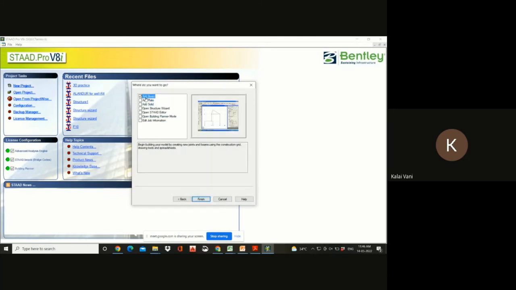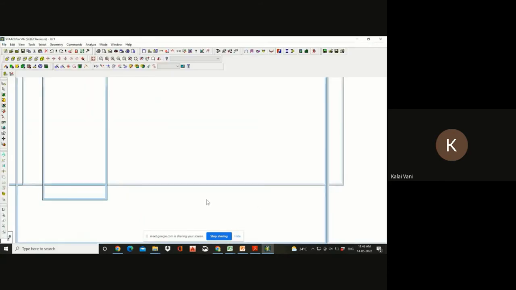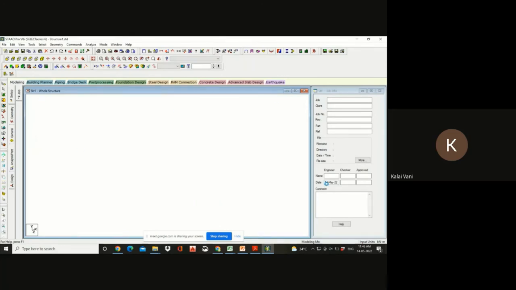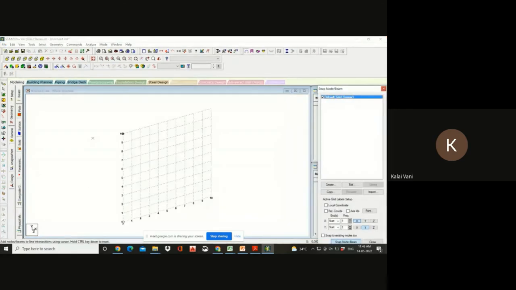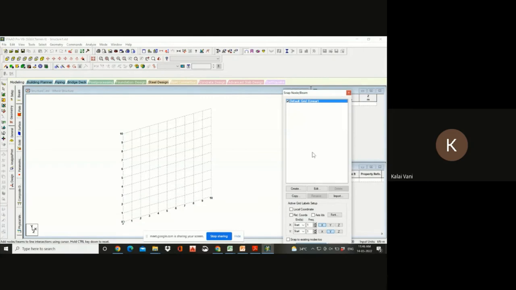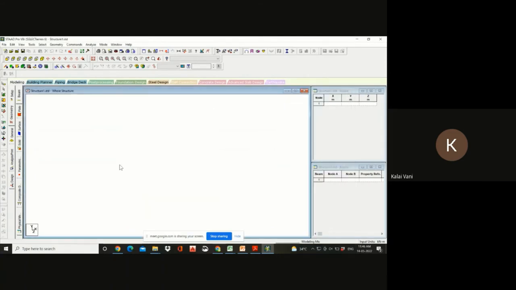So next, you can have here where you want to go. Add beam, add plate, add solid. Even inside this add beam, you can create all the plates, structures, everything you can create. Simply you just click it and finish. So for your file, it is open. This is the working space. Whatever you're drawing, you have to create over here. So you'll be getting a grid like this. So for this, you can close it. Simply you can create a grid and you can work on that. It will be somewhat confusing, so I'll create one by one.